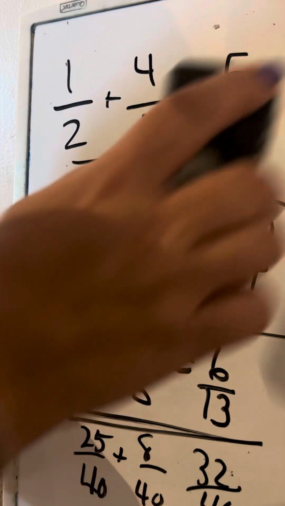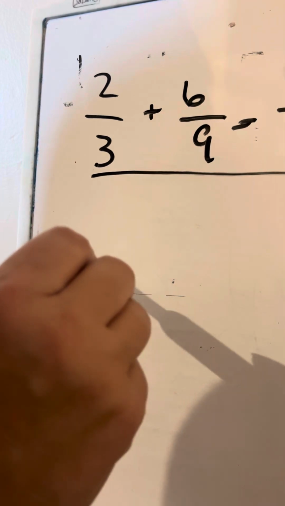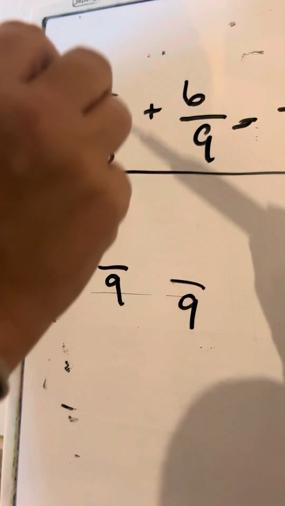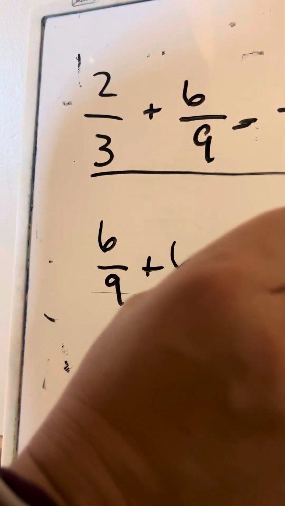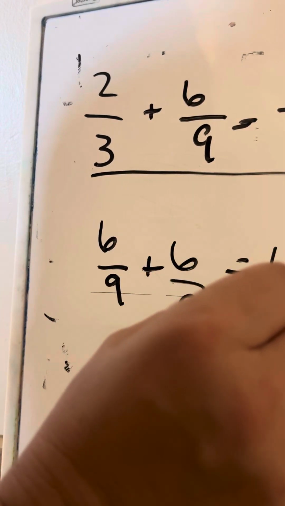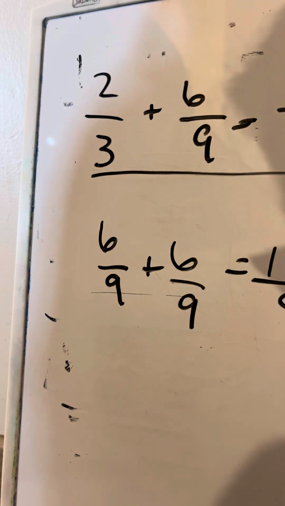2/3 plus 6/9 equals 8/12. Same issue here. They actually added those up. You can't. You have to find your common denominator, which is going to be 9. So we take 3 times 3, which is 6 9ths, so 6 plus 6 equals 12/9. That's how you figure that one out.